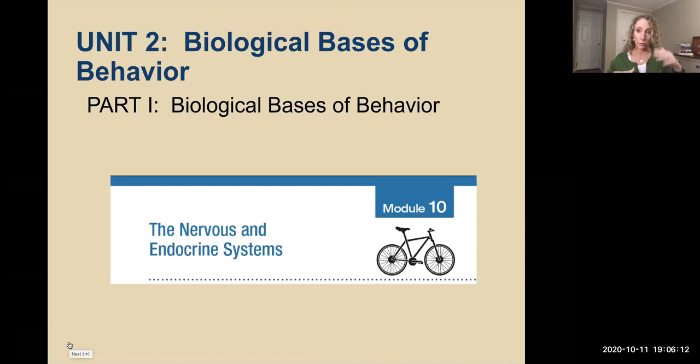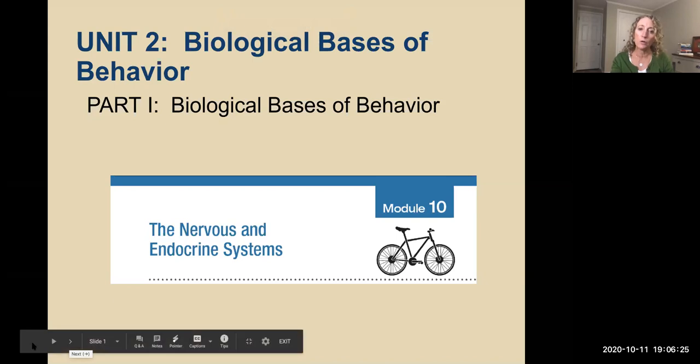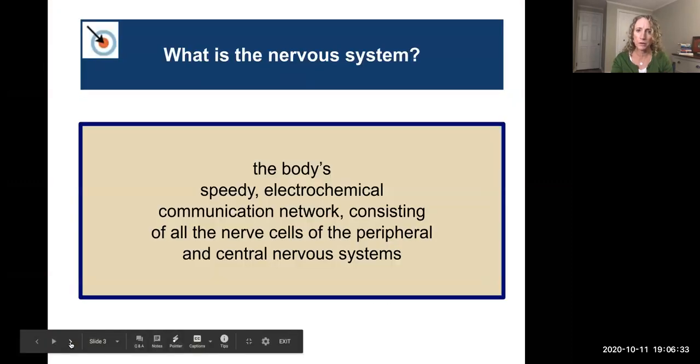All of them bunched together have really big functions when it comes to how our body is functioning generally. And then we also have our endocrine system, which is our hormonal system. It's another way that our body communicates and sends messages. All right, so let's jump right into it.